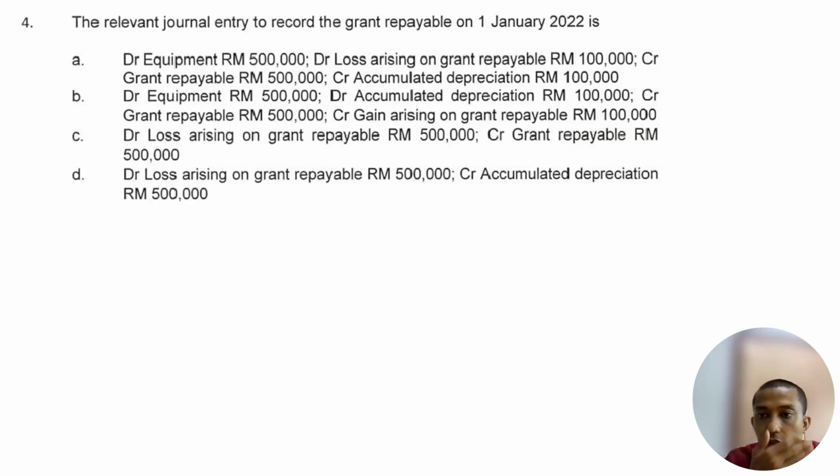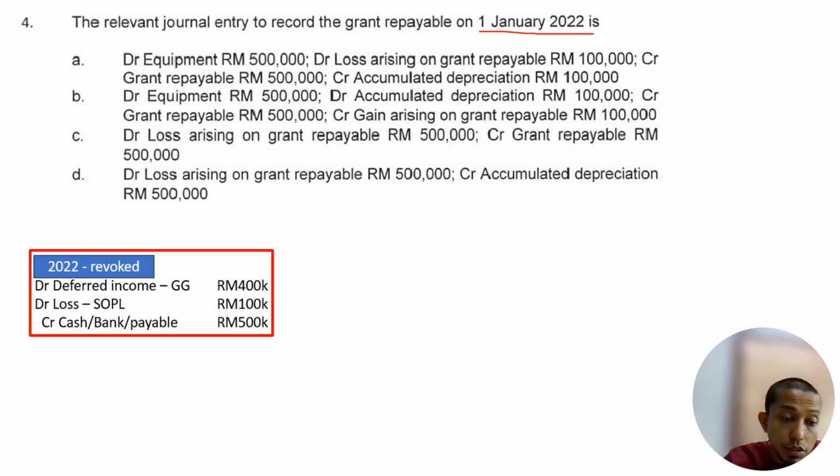All right, and the last question here. Which is the relevant journal entry to record the repayable on 1st of January 2022? We did this one already, right? The revoke, right? So which one is the answer? Actually, okay, A: debit equipment 500,000, the relevant journal entry to record the revoke.